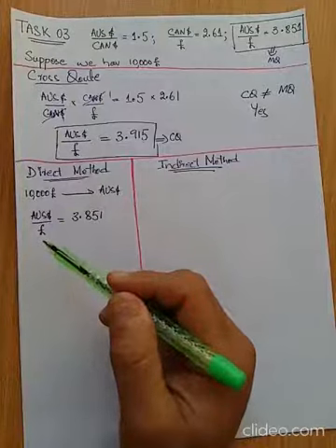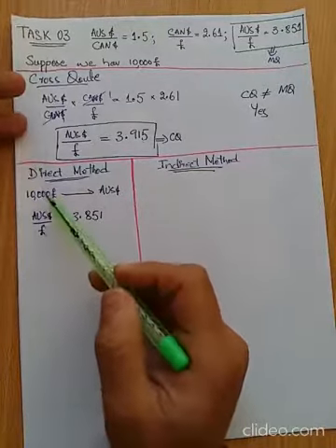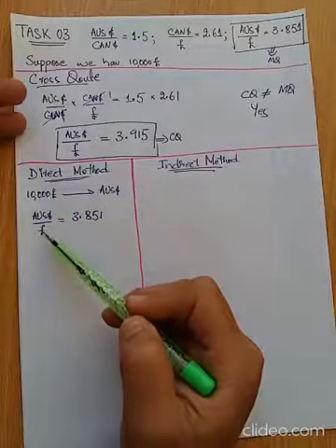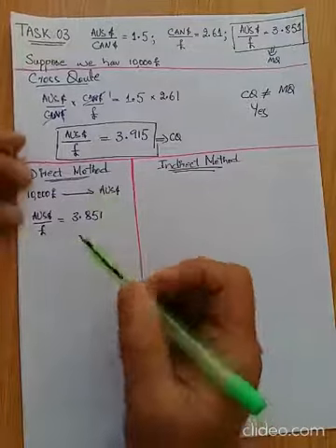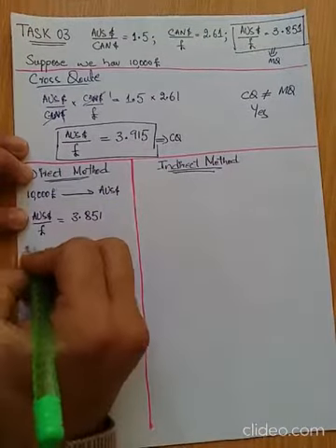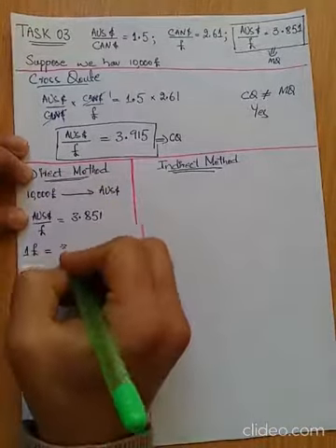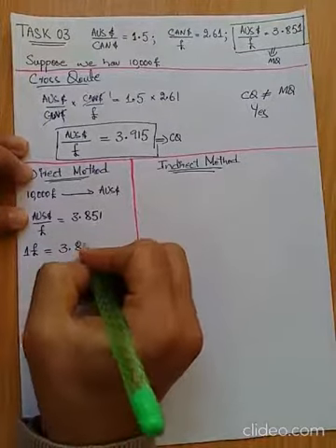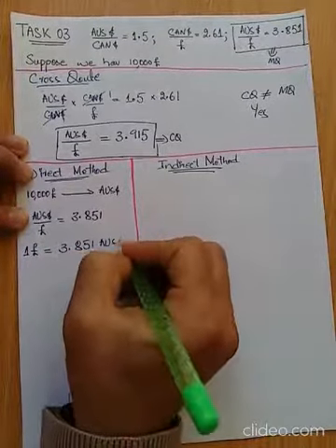Now, if you remember the rule which I discussed in the task number 1 video, currency in hand must be written at the bottom. So the currency in hand we have is 10,000 pounds. Pound is already written at the bottom. No worries, we can proceed. So 1 pound is equal to 3.851 Australian dollars.